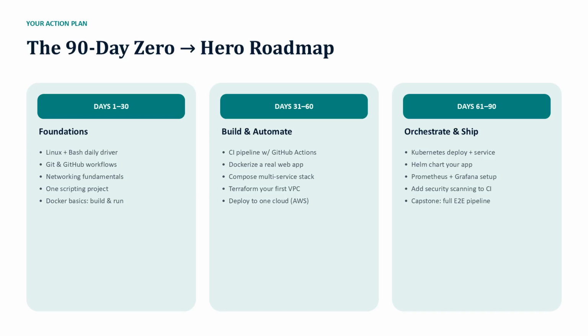Days 61 to 90, orchestrate and ship. Deploy to Kubernetes, package with Helm, wire up Prometheus and Grafana, add security scans, and finish with a capstone. One pipeline that takes a Git push all the way to a monitored, production-grade deployment.